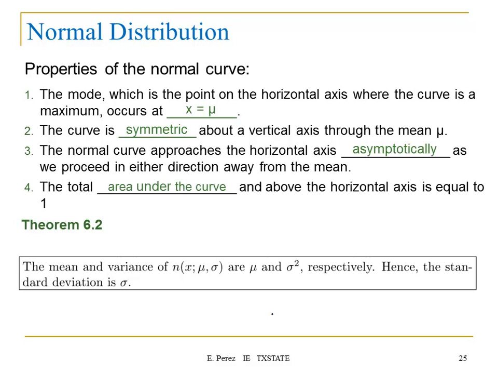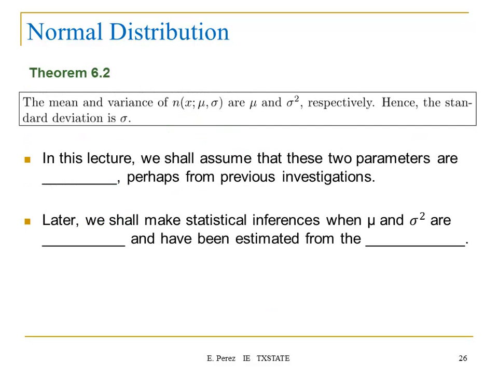And finally, the total area under the curve and above the horizontal axis is equal to 1. The last one applies to all continuous probability distributions. The mean and variance of the normal are mu and sigma squared, and we know how to compute them.